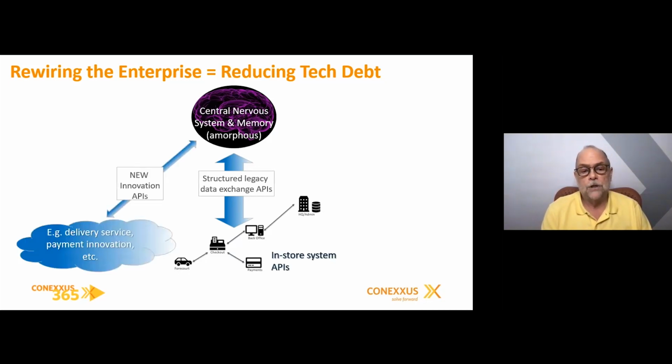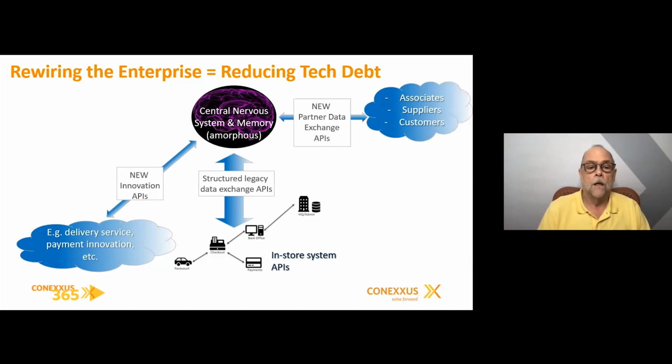So new innovation is a key reason to use these APIs as opposed to the older data structures that we have. For example, you could support a delivery service, and we have even been talking about supporting payment and innovation. I'm not going to talk about payment and innovation today, where there isn't a specific plan for it, but we know it's one of the most beneficial things we could do.